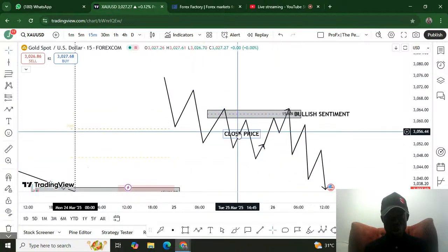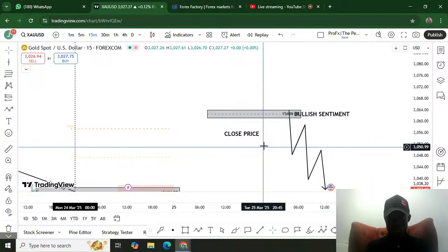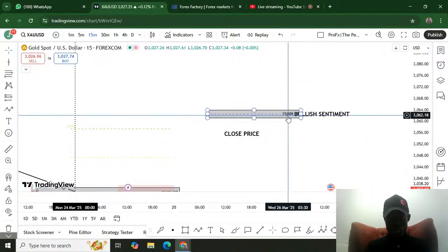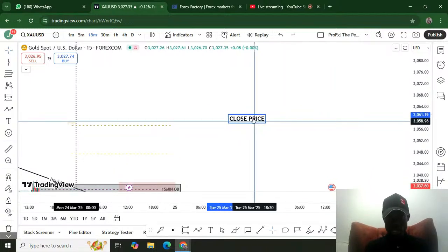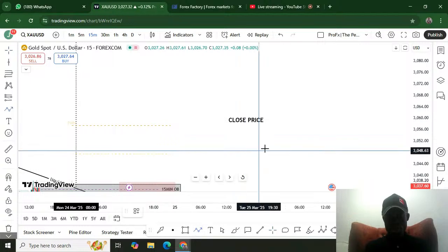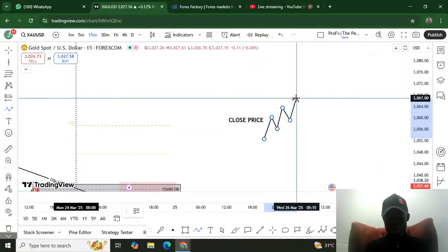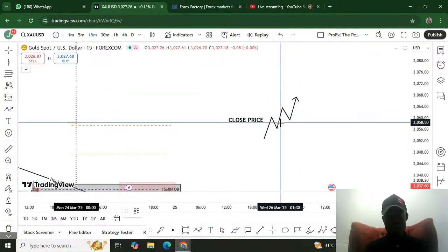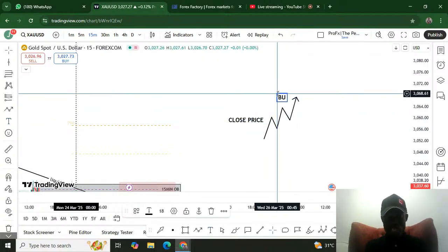I said when we close here, right? And let me delete all this again. So I mentioned we have a close price there, right? Then we saw that when price opened the next day, we were trading above the close. So at that point in time, we said we are bullish in sentiment, because when price is trading above a close price, we have a bullish sentiment at that particular point in time.